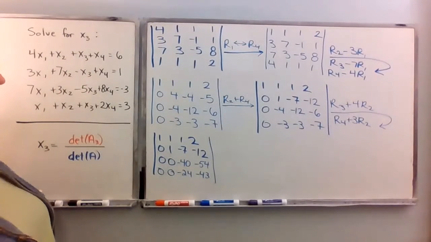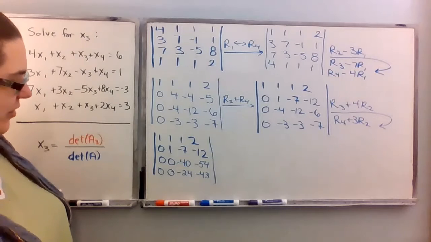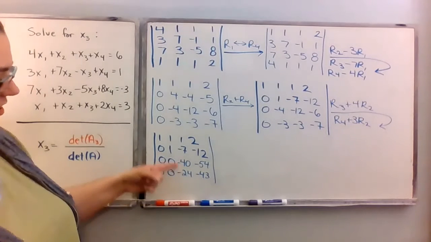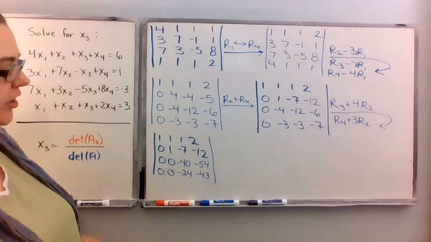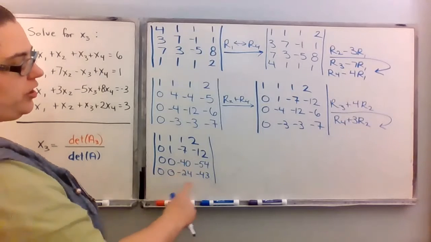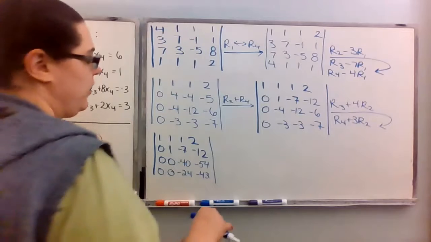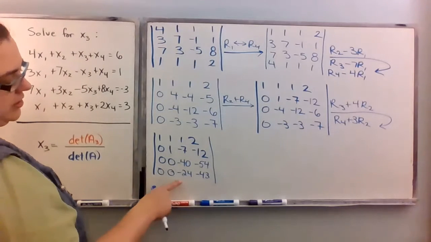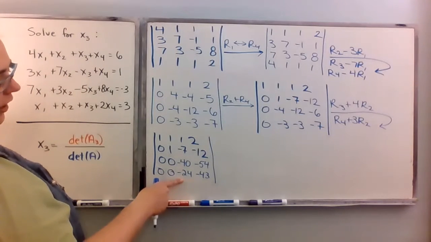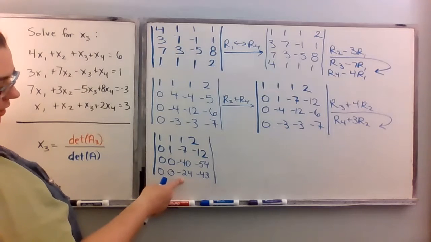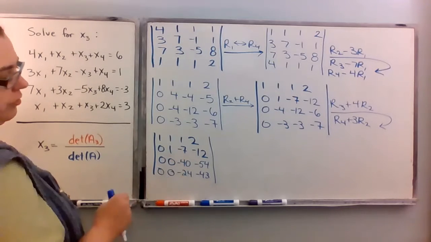Less excellent is that we have these less than ideal numbers to work with, but that's okay. We only have one more thing to get rid of. If we end up with fractions at this point, it's not the end of the world. So I'm going to take row 4 and subtract 24/40ths of row 3.